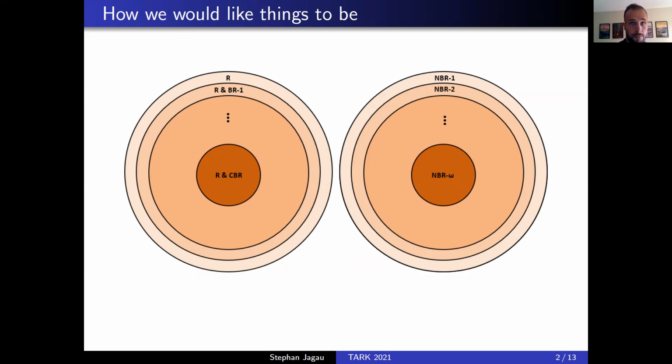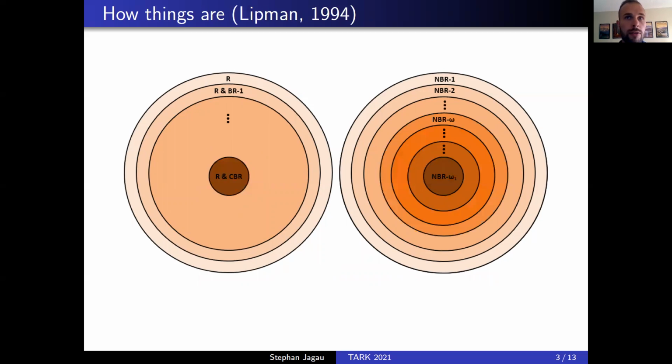Now it turns out that this one-to-one situation only applies under certain assumptions about strategy sets and utilities, unfortunately. How it is in general was first studied in Lippmann's 1994 paper, and here's how it works. In a bunch of games, after we eliminated non-best replies for omega steps, we can just go on eliminating. We can eliminate for omega plus one steps, can eliminate for omega plus two steps, and it turns out we can construct examples where we can eliminate all the way up to the first uncountable ordinal omega 1.